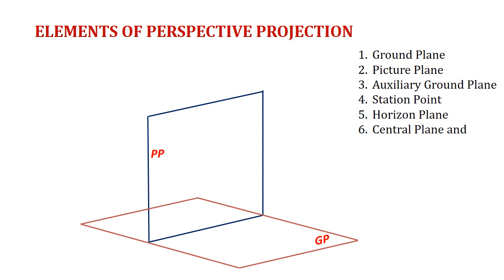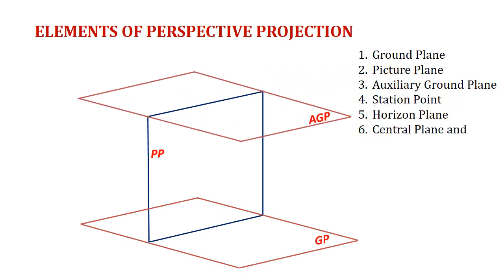So the PP is always perpendicular to the ground plane, GP. Next one is auxiliary ground plane. It is denoted with the letters AGP. It is a horizontal plane parallel to the ground plane. Sometimes it may be given that the object is placed on AGP, which is at a height from GP.